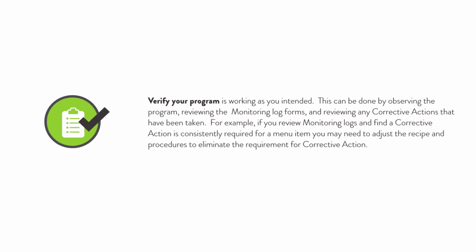Verify your program is working as you intended. This can be done by observing the program, reviewing the monitoring log forms, and reviewing any corrective actions that have been taken. For example, if you review monitoring logs and find a corrective action is consistently needed for a menu item, you may need to adjust the recipe and procedures to eliminate the requirement for corrective action.